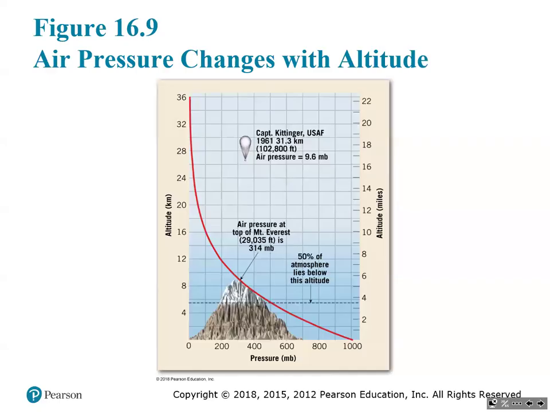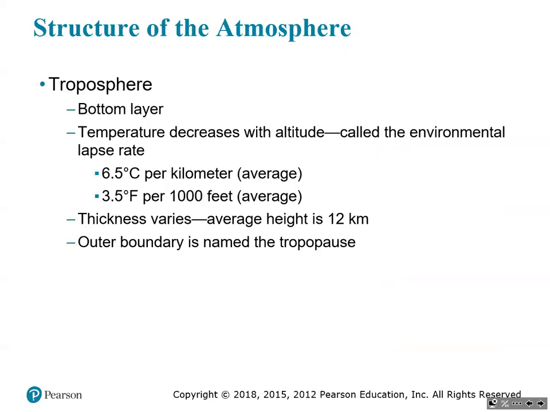Captain Kittinger of the USAF, this was at one point, I think, the record for highest jump. The air pressure was 9.6 millibar. He had to be in basically a space suit. Half the atmosphere lies below this line. 90% of the atmosphere lies below this line. It just gets thinner and thinner as you go up.